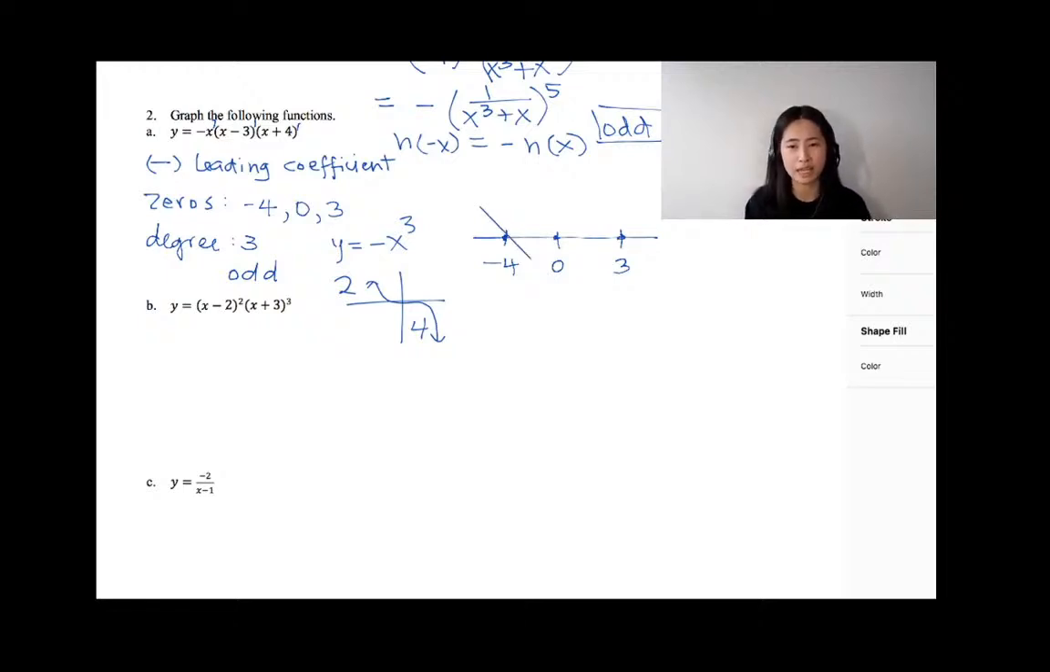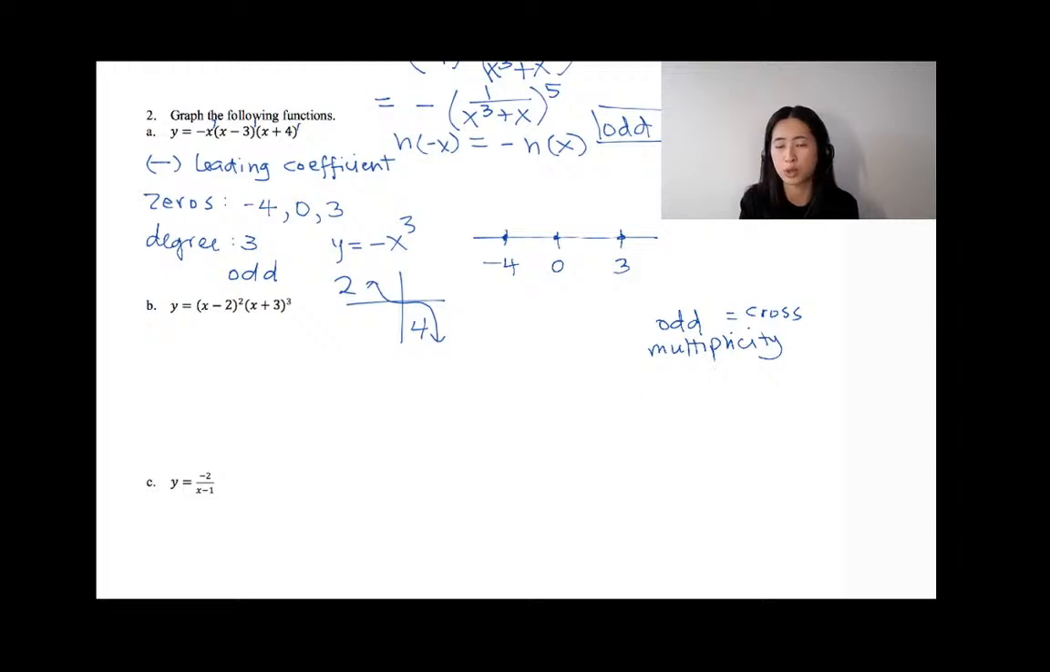Okay, so here's the thing. If you have an odd exponent or odd multiplicity, you cross. Okay, maybe we can just write that here. So odd multiplicity, that means anytime you have an odd number in multiplicity, so say for example you're looking at 1, 3, 5, 7, all of your odd numbers, you're going to cross your x-axis. And if it's an even multiplicity, you're going to bounce, right? So you're only touching, you're not crossing. Okay, so let me just abbreviate that. So cross, and then you're going to bounce, right?